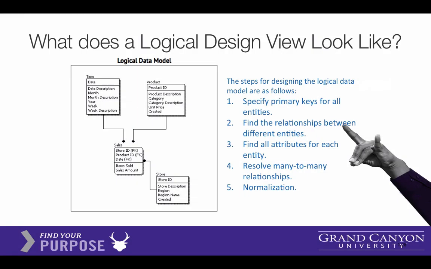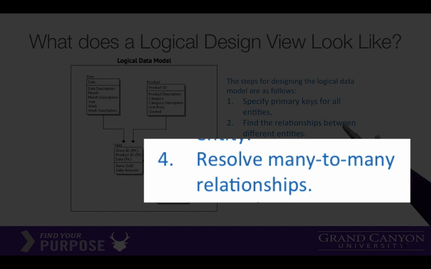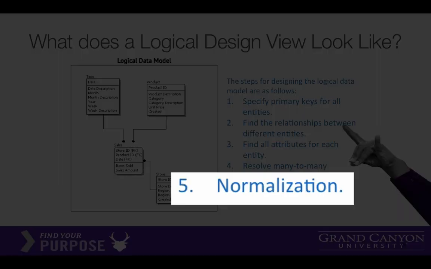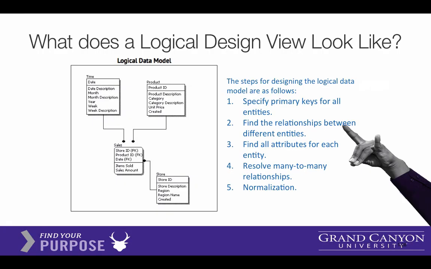So a key term or a key idea in creating a logical design is to create the relationships between the tables, or excuse me, between the entities. We're going to list all the attributes that are going to be included. And number four is we're going to have to resolve these many-to-many relationships and then get into the idea of normalization. Both of those are topics that require a discussion on their own.